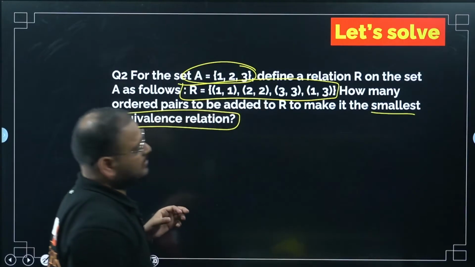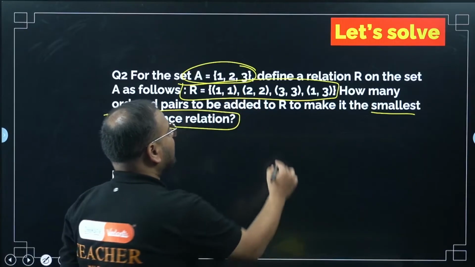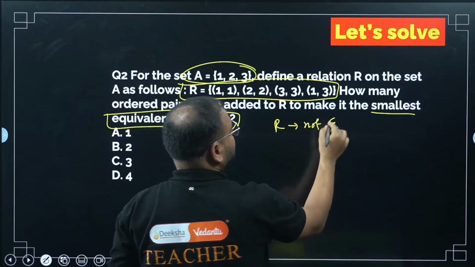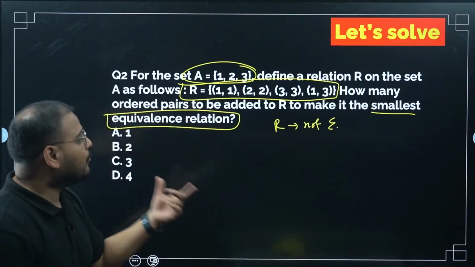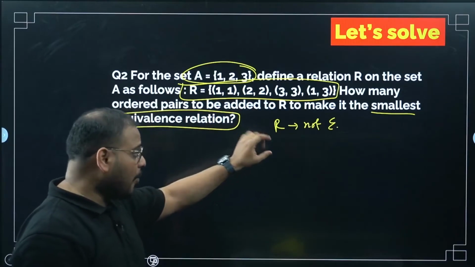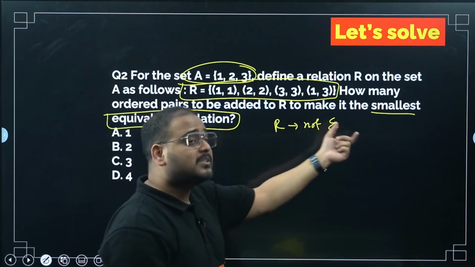Means basically they are saying that right now the relation R is not equivalence. To make it equivalent, what are you going to do? You have to add certain number of ordered pairs. They are asking you how many you will add such that it becomes equivalent. But just equivalent? No, smallest equivalent.